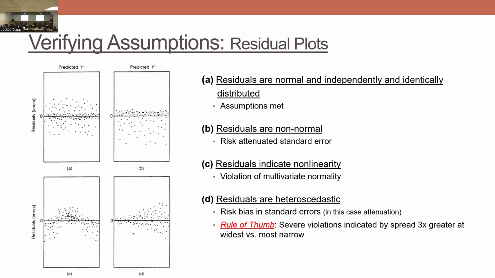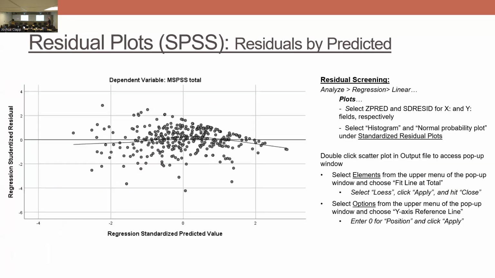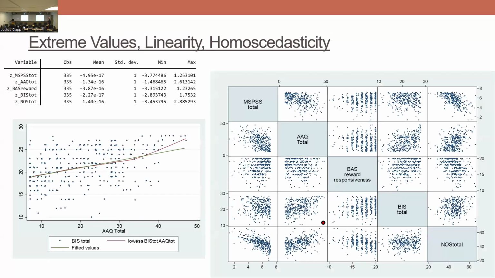Okay, yeah. I just realized I had a question about the heteroscedasticity screening. Because these are all individuals, like each individual score on each measure, for instance the one on the top, the first one, is the MSPSS on the Y and then the NOS on the X. If there's a missing value on one of those, would the person not be included? Yeah, you would see that.